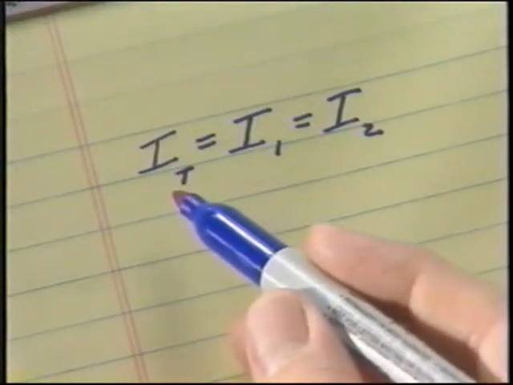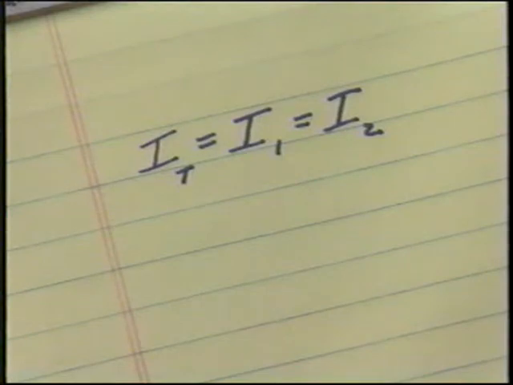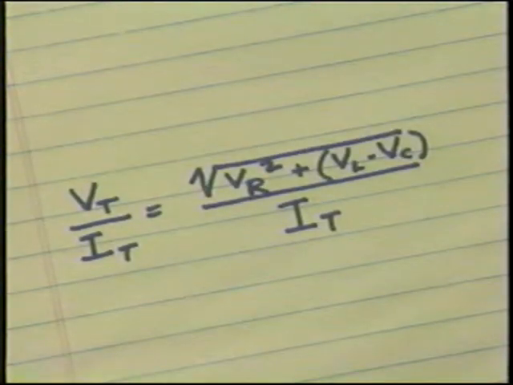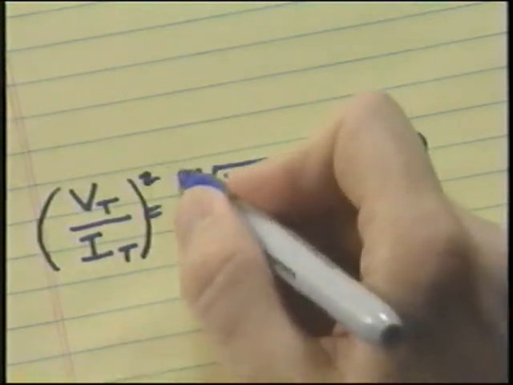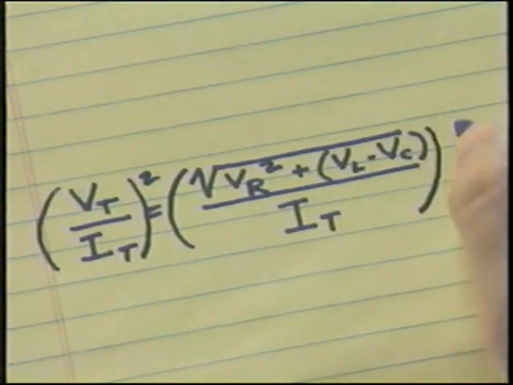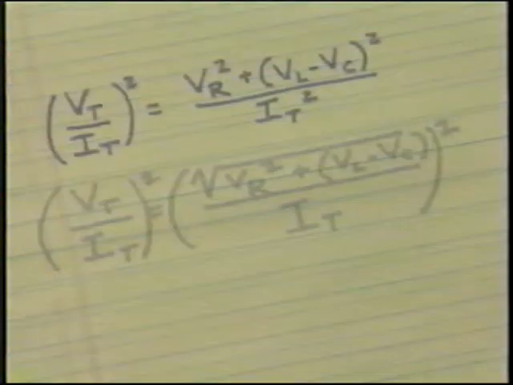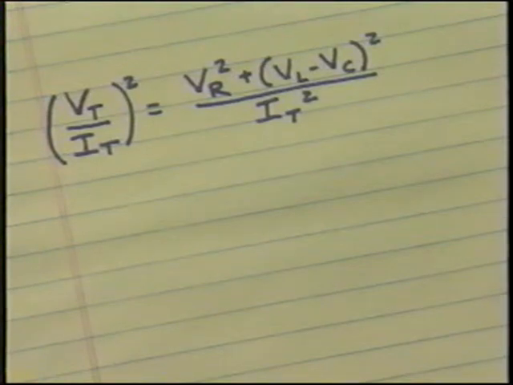In algebra, you can divide each term of an equation by the same quantity without changing the equality. Because current is the same throughout a series RLC circuit, divide each term in the equation by I sub T. At this point in the derivation, let's simplify the right side of the equal sign by squaring both sides of the equation. This will eliminate the radical sign. The right side of the equation now reads V sub R squared plus the quantity V sub L minus V sub C squared divided by I sub T squared.